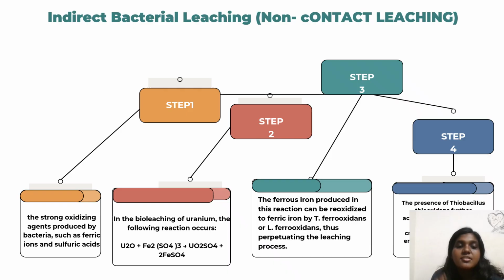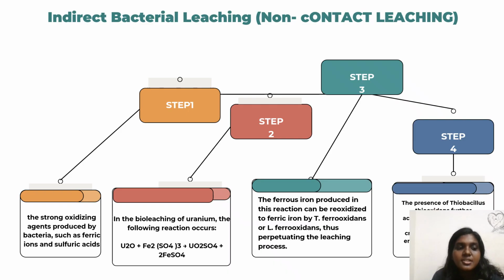And these agents dissolve into the ores to extract the metals. So the microbes generate Fe3+ and H2SO4 ions in the surrounding solutions. And these compounds react chemically with these metal sulfides to release these metal ions. So the microbes remain in the solution, with no direct attachment to the ore surface.